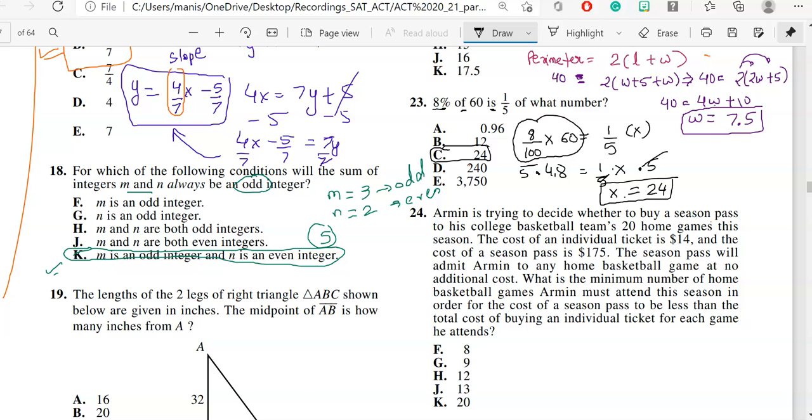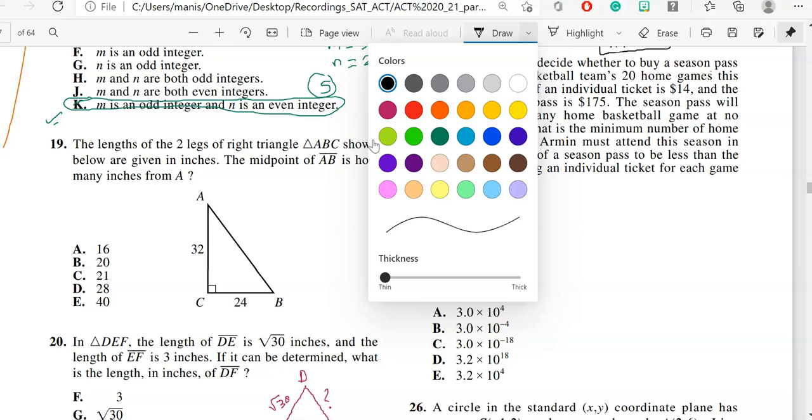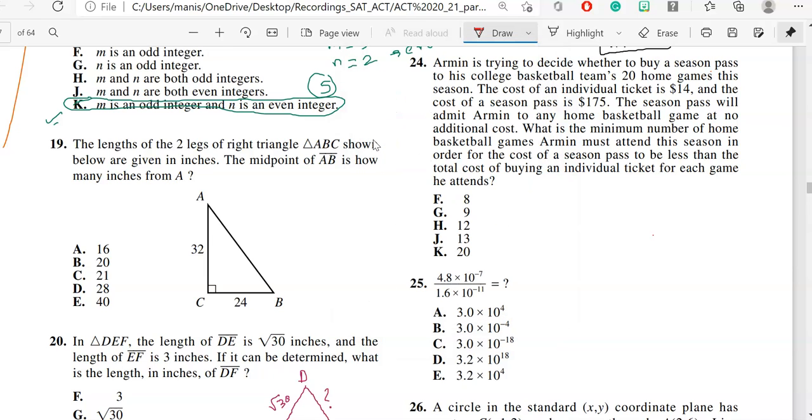Question number 24. Armin is trying to decide whether to buy a season pass to his college basketball team's 20 home games this season. The cost of an individual ticket is $14 and the cost of the season pass is $175. The season pass will admit Armin to any home basketball game at no additional cost. What is the minimum number of home basketball games Armin must attend this season in order for the cost of a season pass to be less than the total cost of buying an individual ticket for each game he attends?